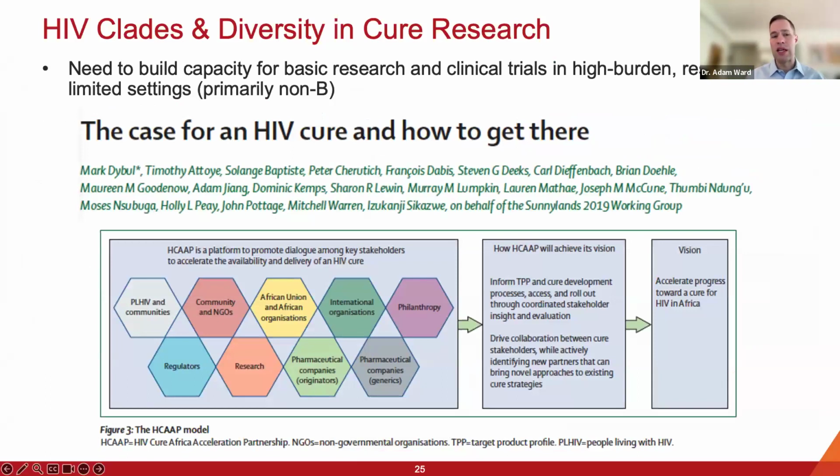I also mentioned the need to build capacity for basic research and clinical trials in high burden, resource limited settings, which are again primarily impacted by non-subtype B HIV. So I wanted to briefly highlight this HIV Cure Africa Acceleration Partnership, or HCAP, as one model to build capacity in a high burden area. I'm not going to go through the details of HCAP, but there's this nice paper out a few years ago where they described this initial HCAP model and the funding for it, called A Case for HIV Cure, and How to Get There. In fact, some folks on today's call may have been authors on this, but I will say that much more needs to be done around capacity building in resource limited settings.